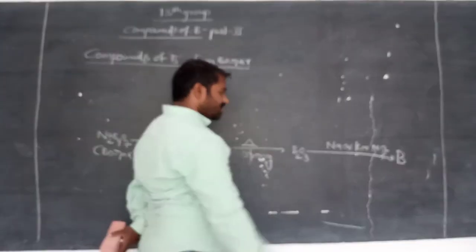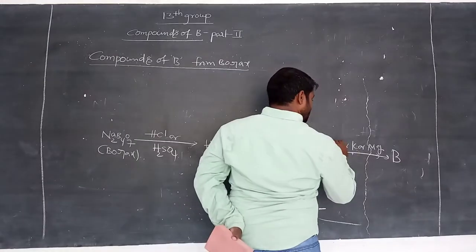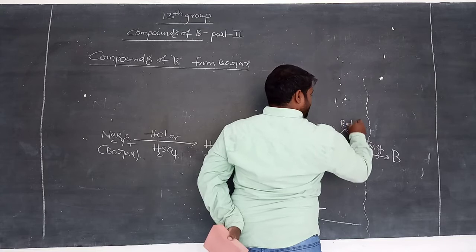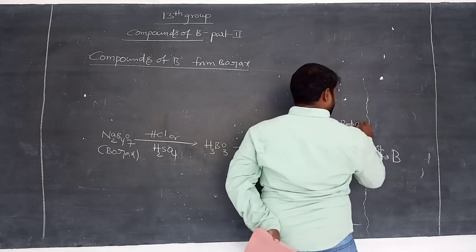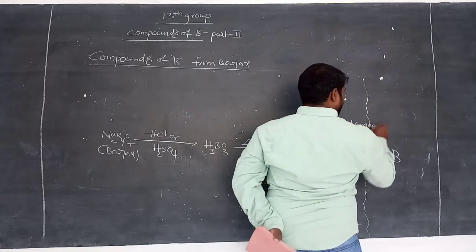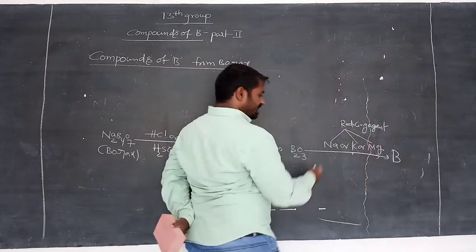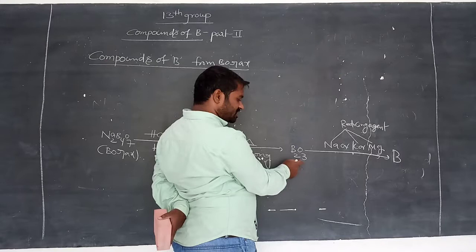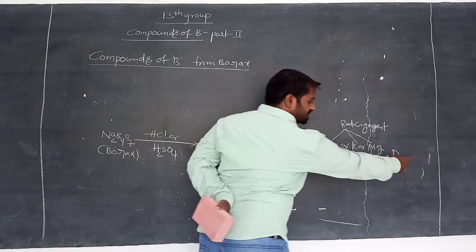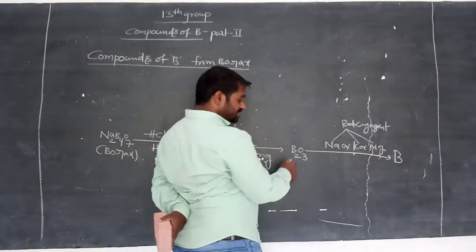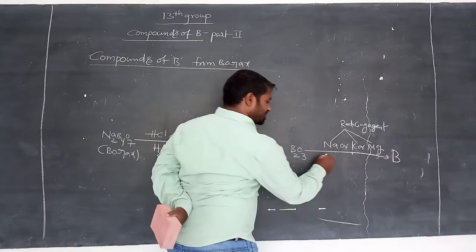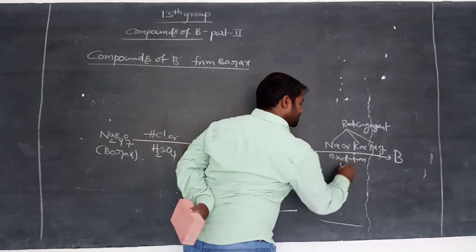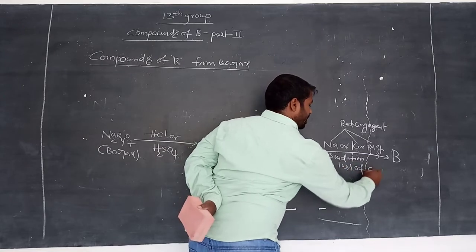Okay, so now these three are called reducing agents. Keep it in our mind. Reducing agent. Why? Because these sodium, potassium or magnesium remove the oxygen from B2O3. There is no oxygen here. Loss of oxygen takes place here. So this reaction is called oxidation. Oxidation means loss of oxygen.